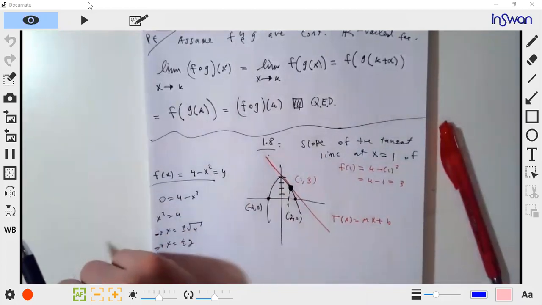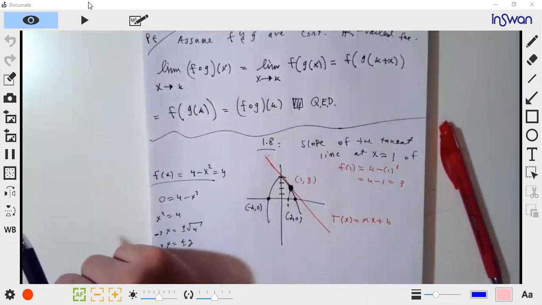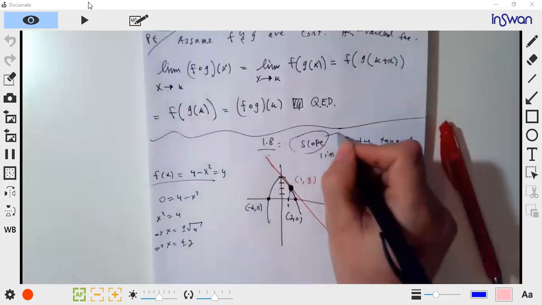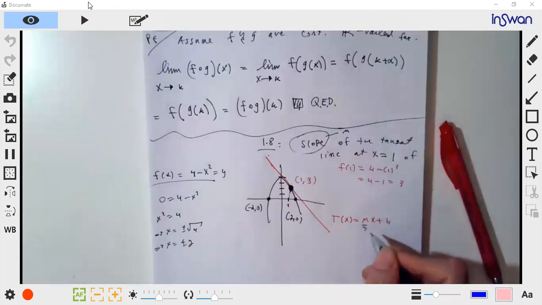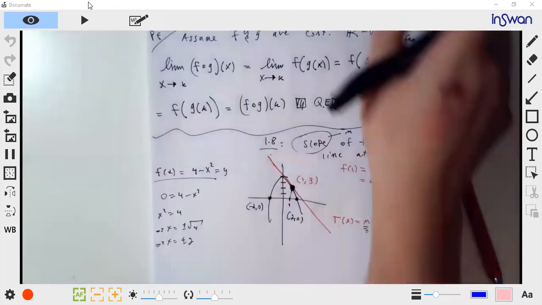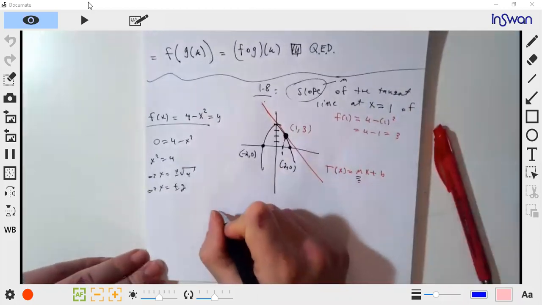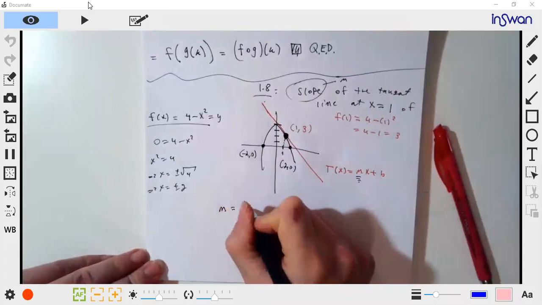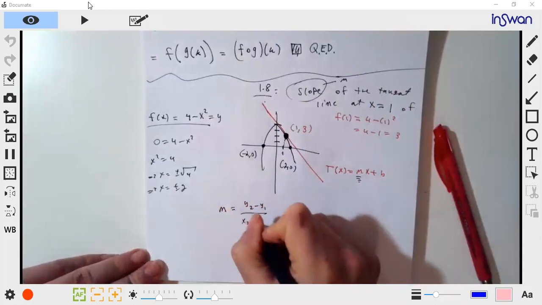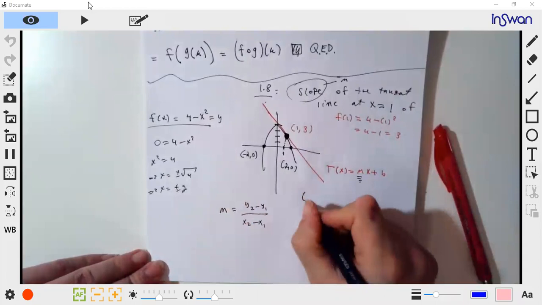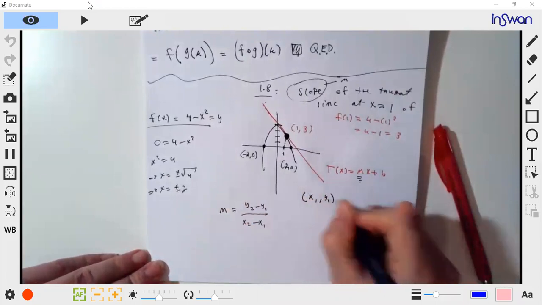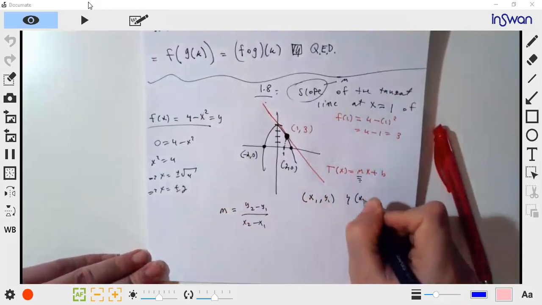Okay. So we aspire to find out what this tangent line is. And I have t of x is equal to mx plus b, but really what we want to know is just the slope. Right now, we're just interested in what is m. So then we think of the definition of slope. We think of what is slope defined as. Slope is m, which is equal to y2 minus y1 over x2 minus x1, where we have a pair of points x1, y1, and x2, y2.